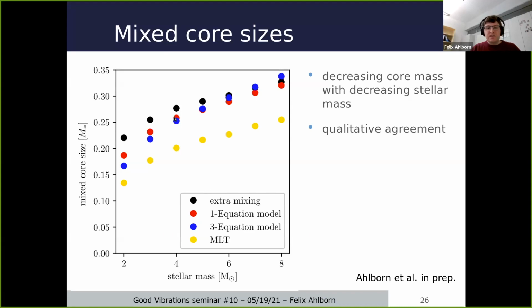Finally, we also see that in our turbulent convection models, the core size is decreasing with stellar mass, which is also expected. However, of course, there are quantitative differences in the models. While the artificial extra mixing models mostly produce the largest cores, at least for the lower masses, the three equation model produces the smallest cores, and the one equation model is somewhere in between. As the parameter of the extra mixing model has been somewhat calibrated to observations, one might say that the three equation model is increasing a bit too steeply with stellar mass here.